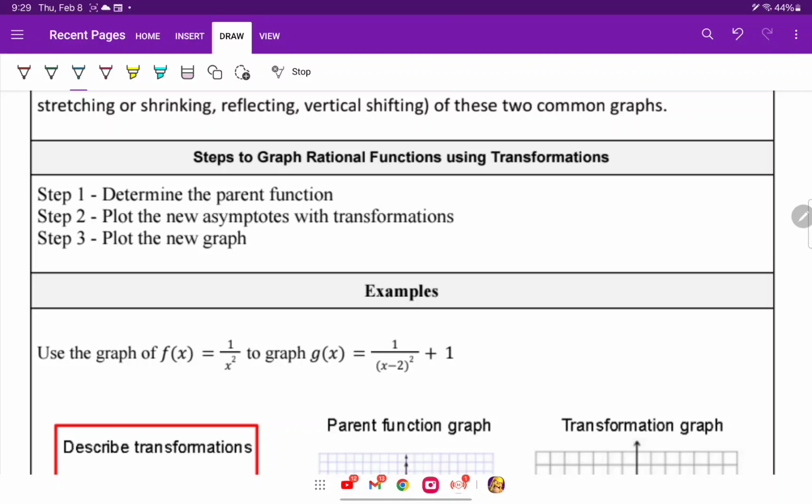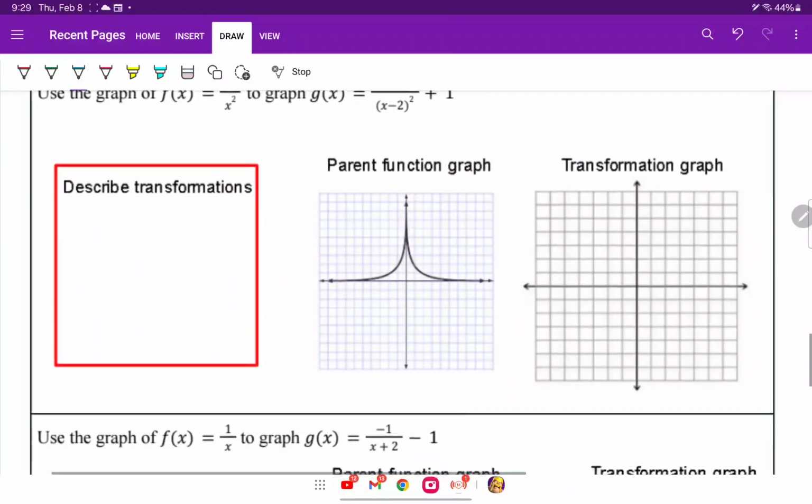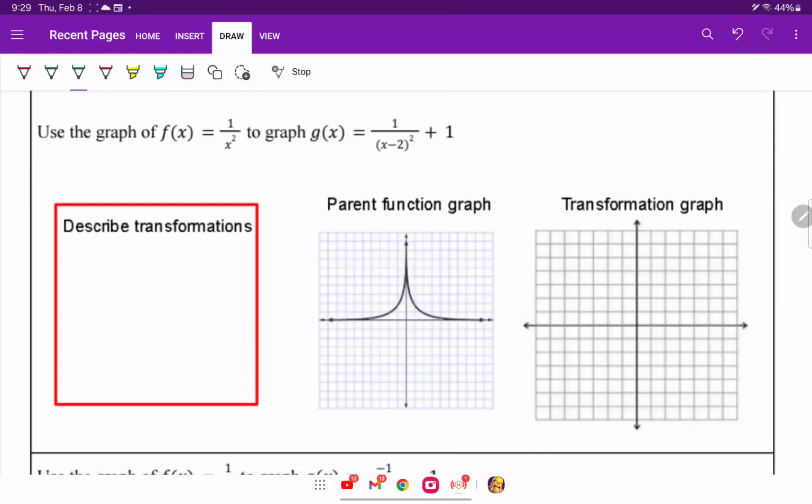Determine the parent function, plot the new asymptotes of transformations, plot the new graph. So in terms of this, here's what I expect to see. So we're going to start with our parent function. So right here, this one, x squared. Now you notice it gives a graph already that they're facing up. Things we need to remember is we have our asymptotes at the x-axis and the y-axis, so I'm going to graph those in there. And then we're going to talk about the transformations.